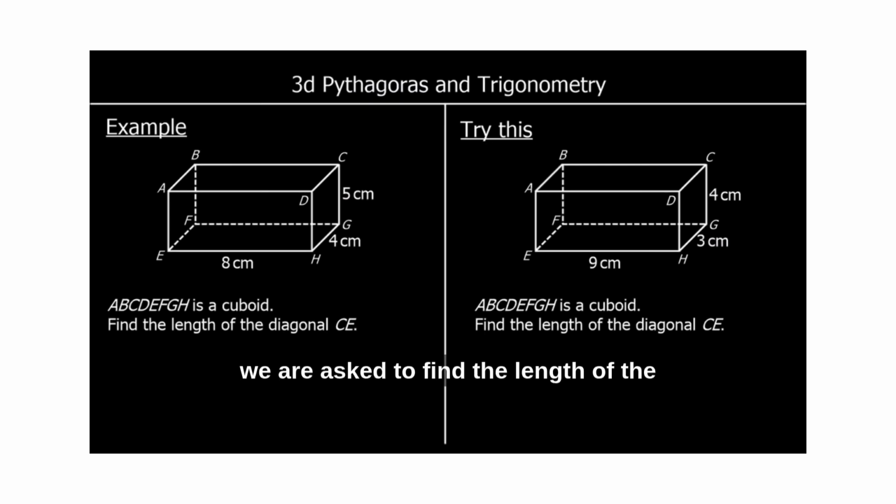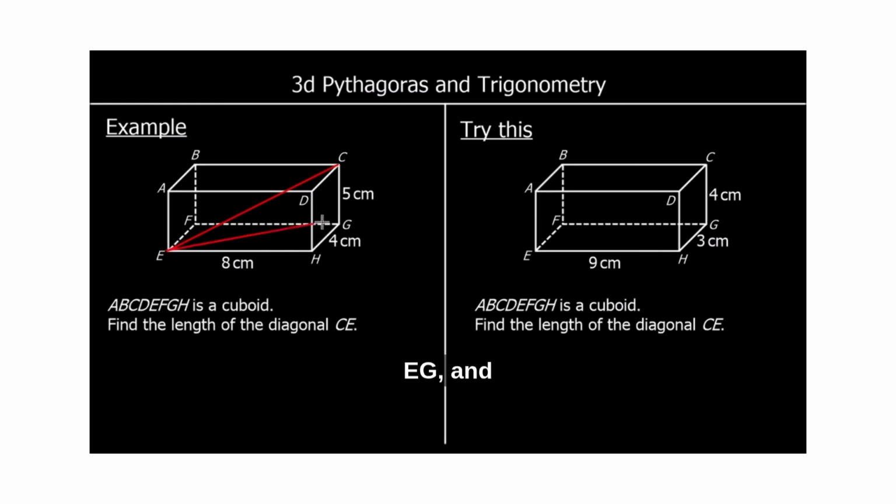And we are asked to find the length of the diagonal CE, so from C to E. To find CE, we can draw a right-angled triangle. So CE, EG, and CG will form a right-angled triangle. So this is a right-angled triangle in the middle of our cuboid.